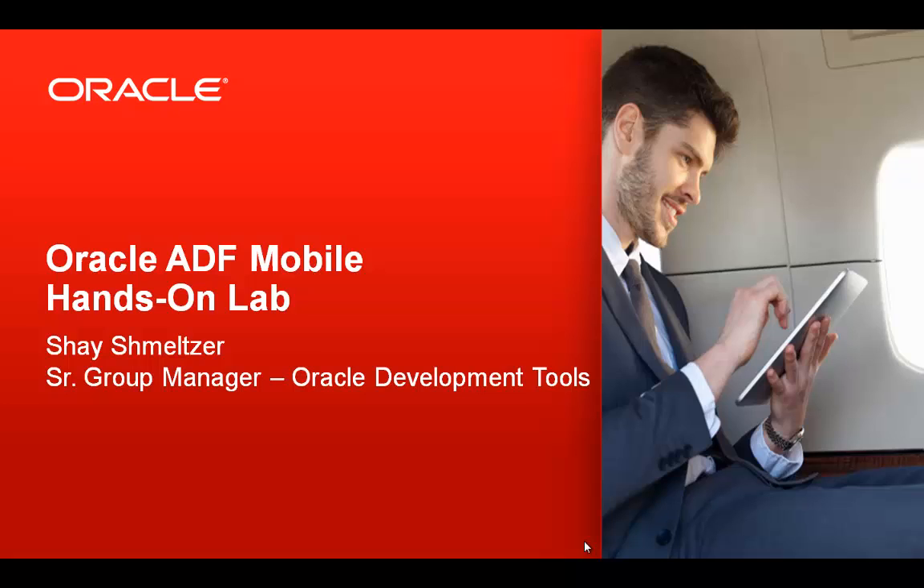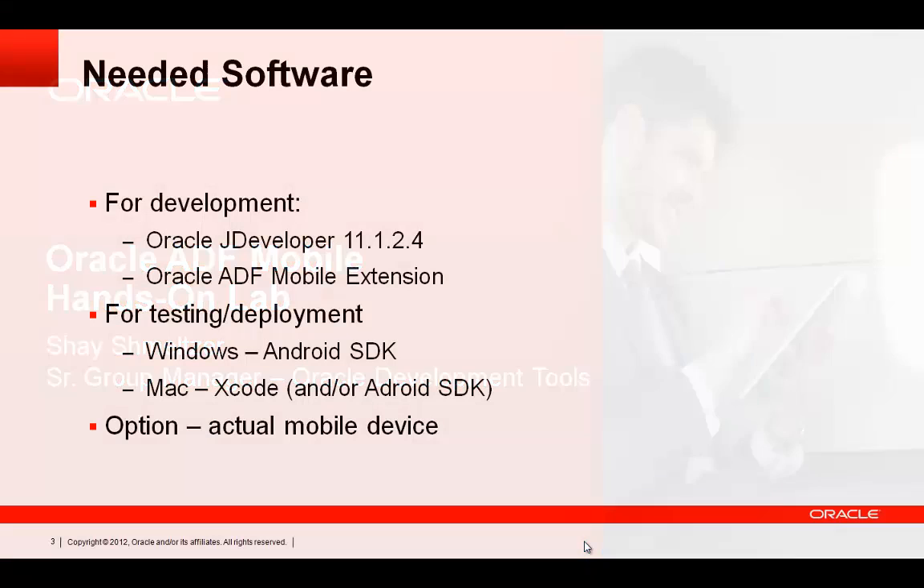My name is Shay Shmeltzer, and let's talk about what you're going to do in this lab. First of all, let's talk about the actual software that you'll need. For the development experience, all you need is Oracle JDeveloper version 11.1.2.4, and then you need the Oracle ADF mobile extension to this JDeveloper. It's very easy to get the extension.